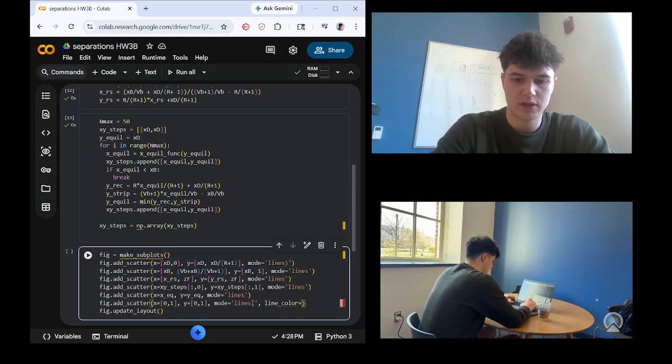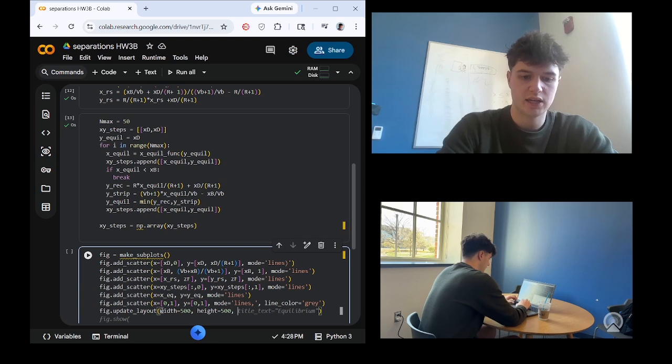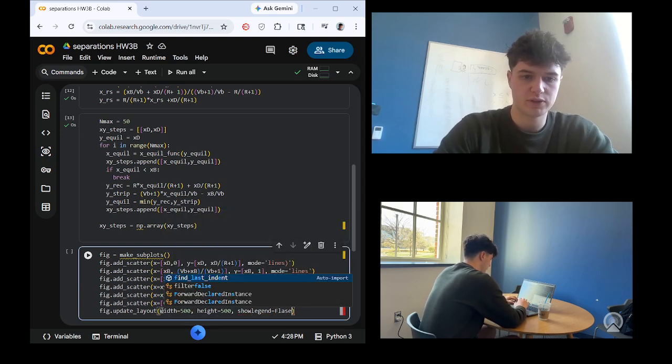And that is going to be equal to, let's make it blue. No, we'll do gray. And then we want to update this. We want our width to be equal to 500. Height equal to 500. And show legend equals false.